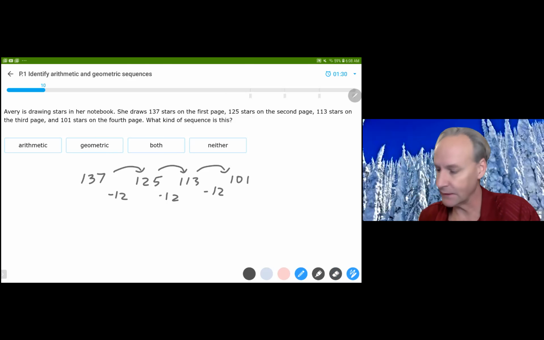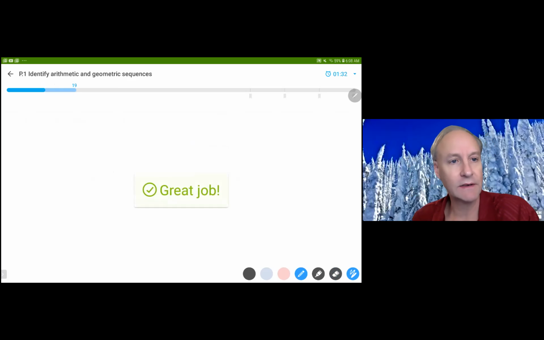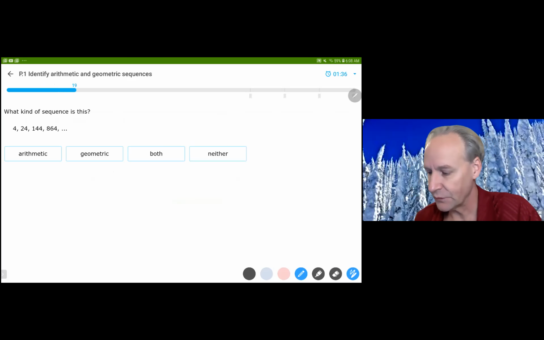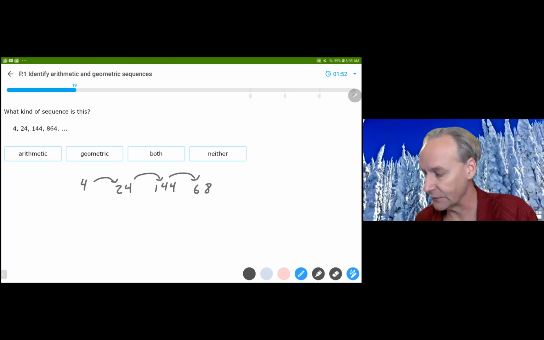Adding and subtracting is arithmetic. Multiplying and dividing is geometric. Now this one, it looks like it's going up very quickly. From 4 to 24 is an increase of 20, but from 24 to 144 is a 120 increase. And going up to 864 is even bigger.